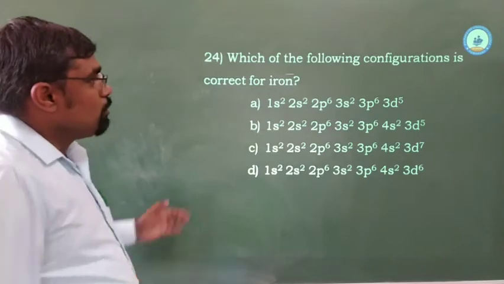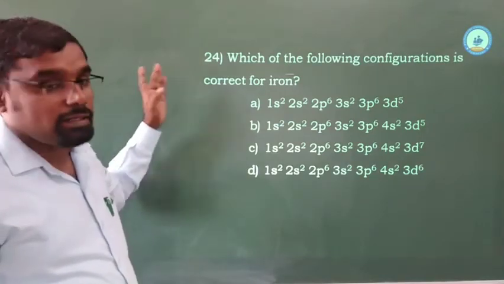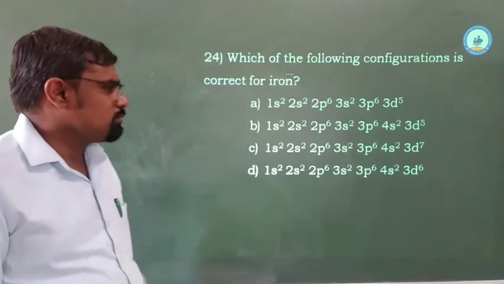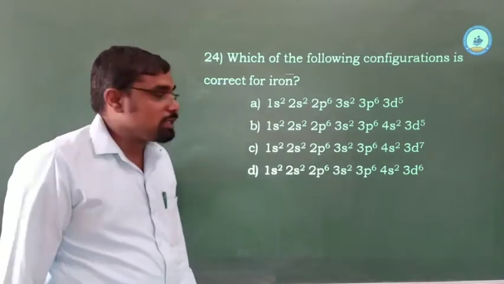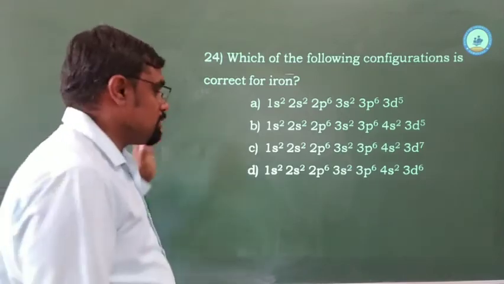Next, which of the following configurations is correct for iron? Iron electron configuration. This is a direct question, very easy. Simply you can write it. Which one? Yes, you are right.